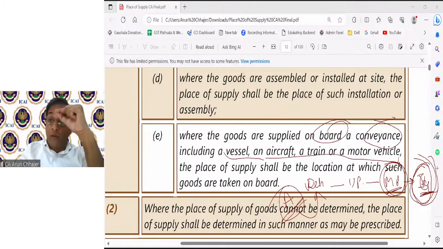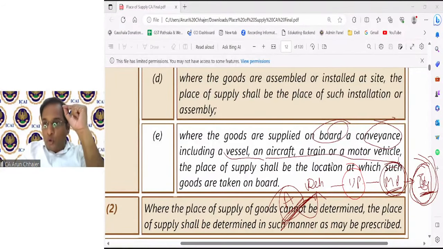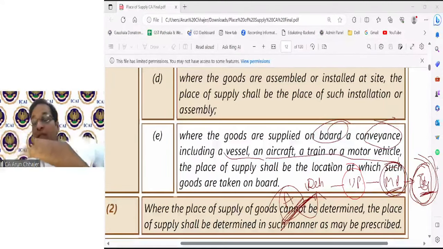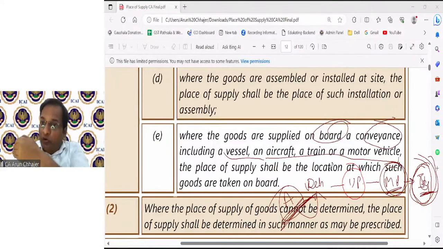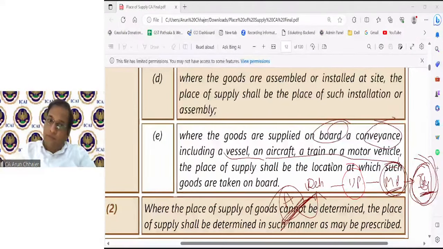The doubt is, what could be the place of the supply for delivering those goods? Because goods are being loaded in the train. This is their centralized warehouse in Kanpur, UP. Whenever the train goes through that route via Kanpur, there is a centralized warehouse of Indian Railway. They are loading the goods in the train from Kanpur.